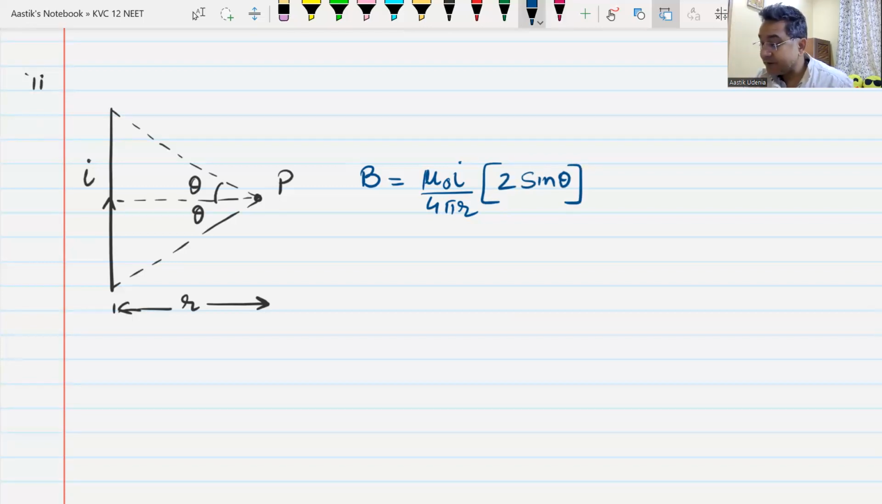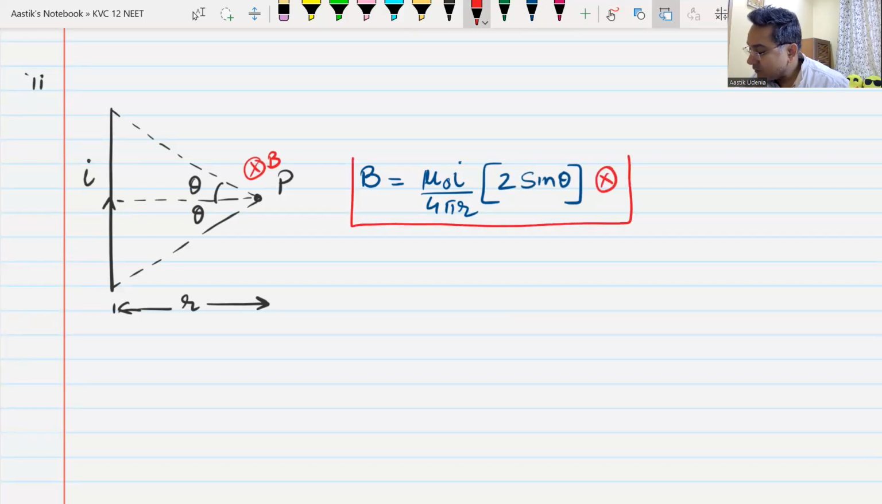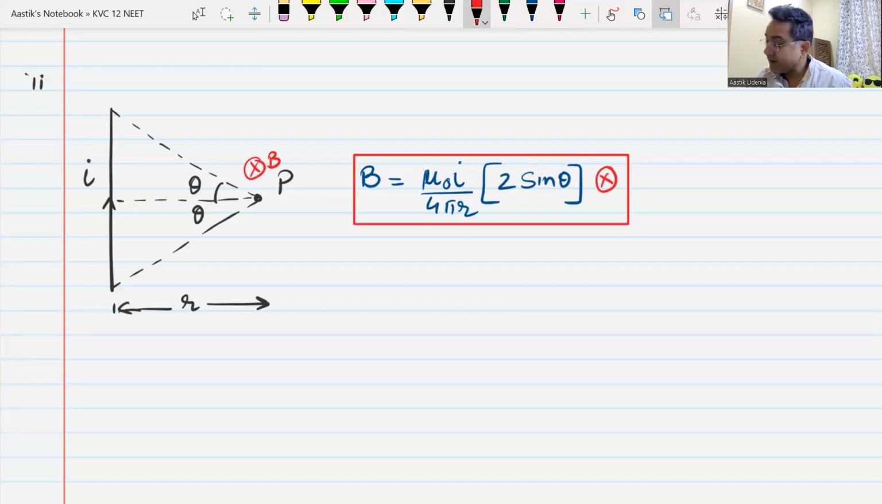What is the direction of magnetic field? Same. The direction is inside, and this is the formula that you will have if both the angles are same. You can cancel 2 if you want to, not a problem. That is the formula for the perpendicular bisector of the wire. Let me cut it short. I hope everyone is noting down these formulae.